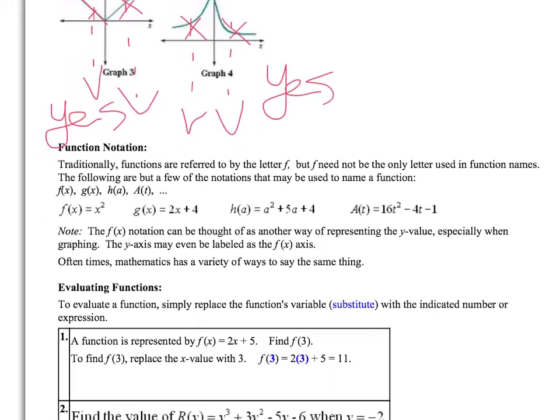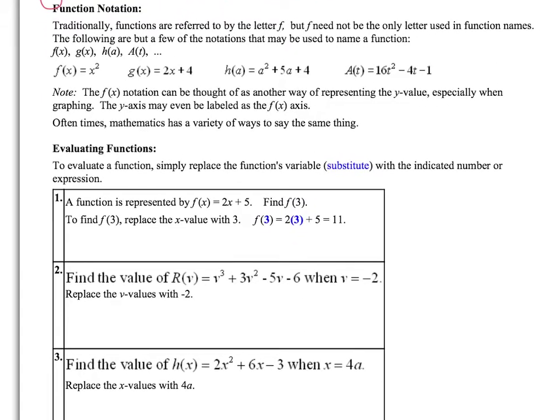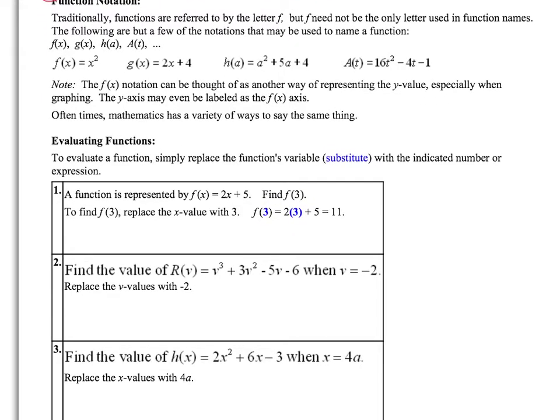Now this next type of notation, we've seen it on and off a little bit, but it's mainly new to us. It says traditionally functions are referred to by the letter F, but F need not be the only letter used in function names. The following are but a few notations that may be used to name a function.